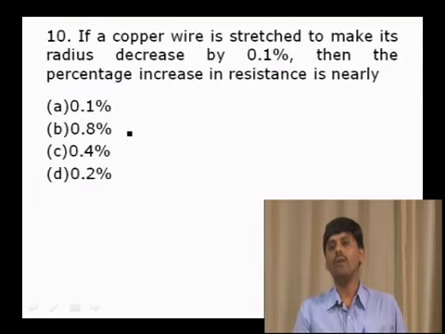Next. If a copper wire is stretched to make its radius decrease by 0.1%, then the percentage increase in the resistance is nearly? This is also the same concept, based on the stretching of the wire in terms of radius: reducing the radius means length increases, which means resistance increases. If x% of radius is reduced, the new resistance will increase by 4x%. Taking the help of that concept, we can easily calculate that one.